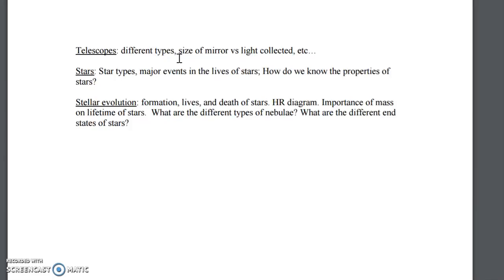Stars, know about different types of stars, different stages, where's the sun in its life, what part of the HR diagram would you find it, how do we know basic properties of stars, that sort of thing. And then just the basics of stellar evolution. What happens over the course of a star's life, how does it change, how are high mass stars and low mass stars different in terms of their life cycles and their eventual states. So just history and life cycles of stars.